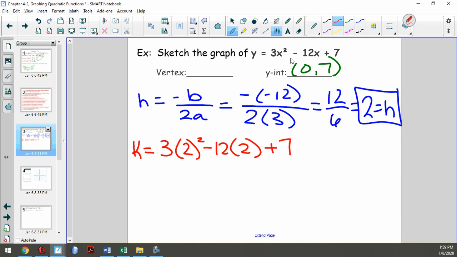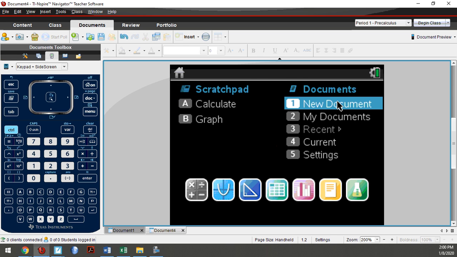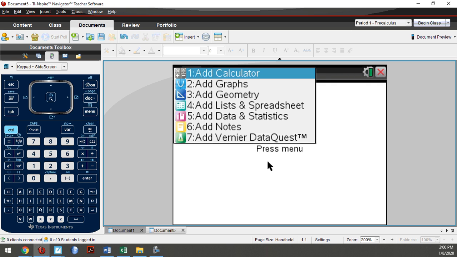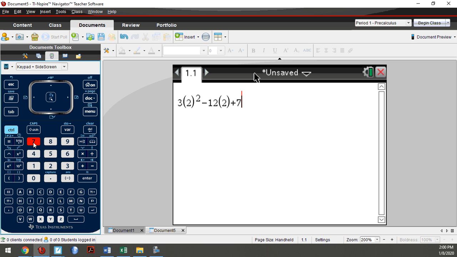Okay, now, what we're going to do is I want you to pick up your graphing calculator. I want you to hit the home screen. I want you to hit new document. Do you want to save the unsaved document? No, you do not. And I want you to insert a calculator page. And I want you to type in exactly what we wrote on your paper. What you wrote on your paper is 3(2) squared minus 12(2) plus 7. Am I correct in that? Yes. And I want you to hit enter.